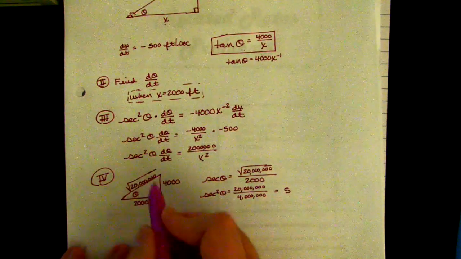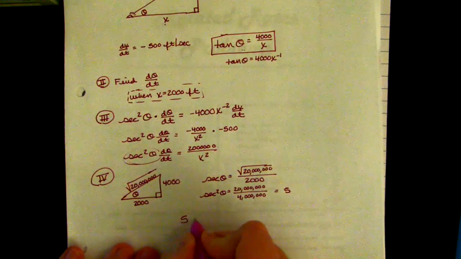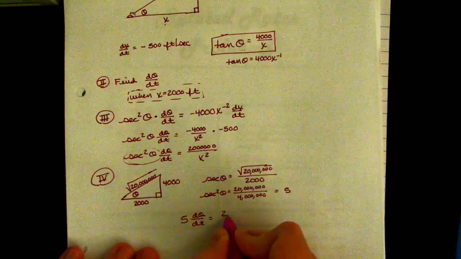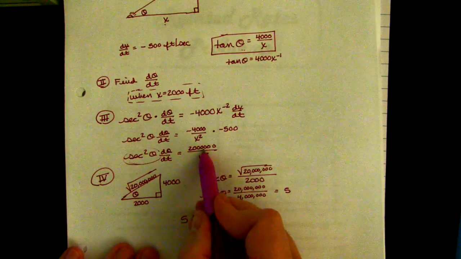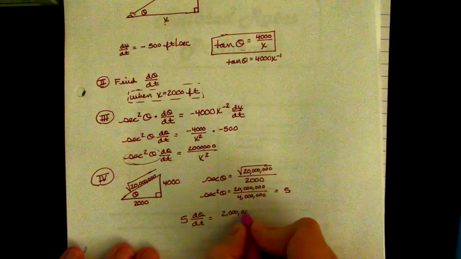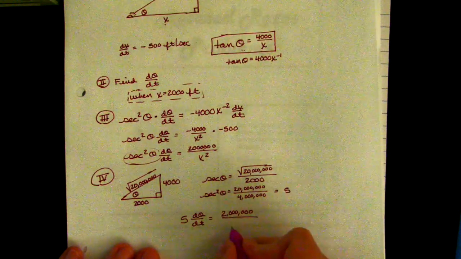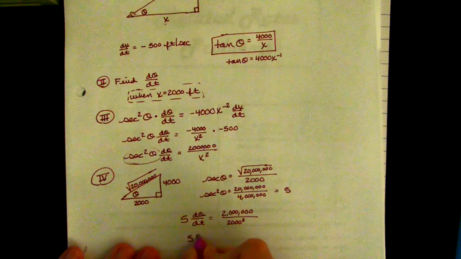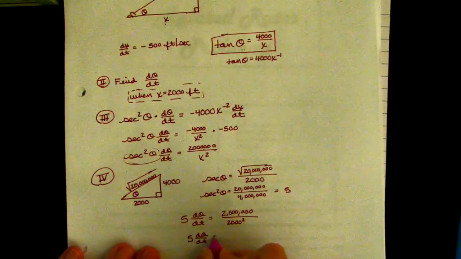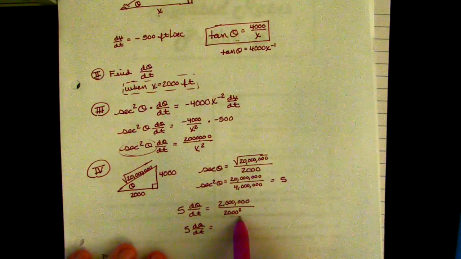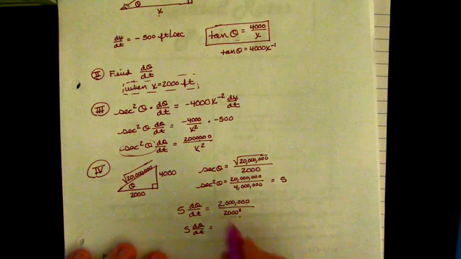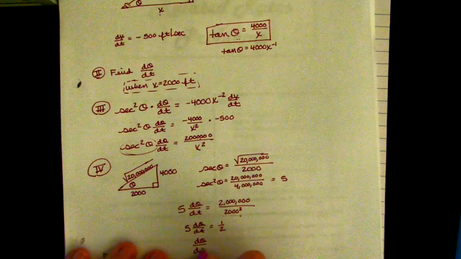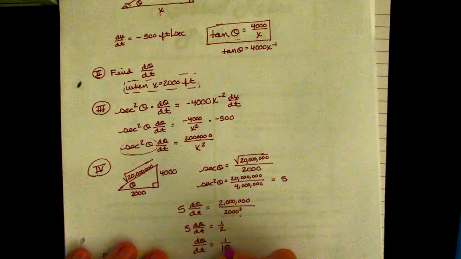I'm now going to plug in. The secant squared of theta, that's 5. 5 d theta dt equals 2 million over 2,000 squared. Well, 2,000 squared, that's 4 million. 2 million over 4 million is going to give me a half. And then we'll get d theta dt equals 1/10.